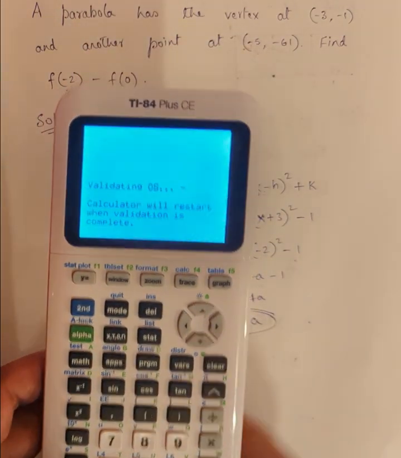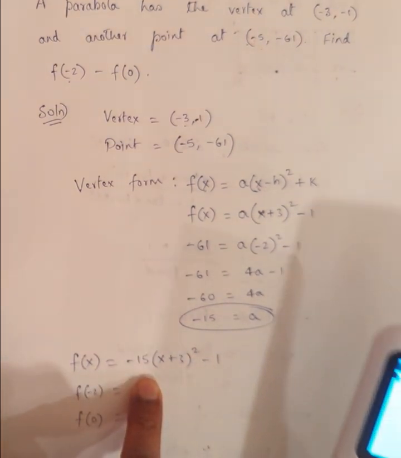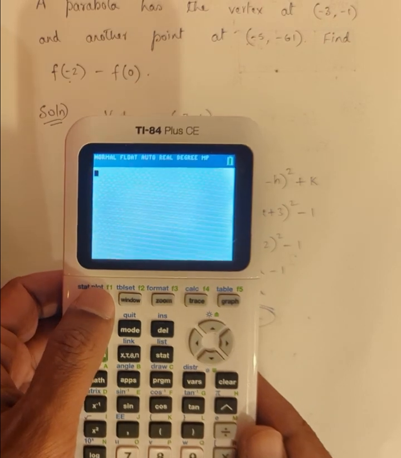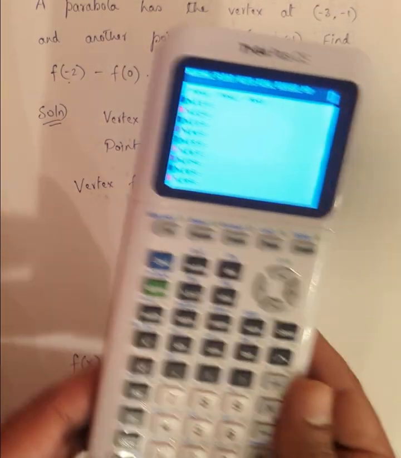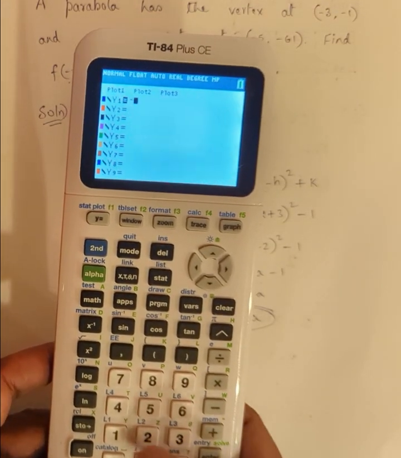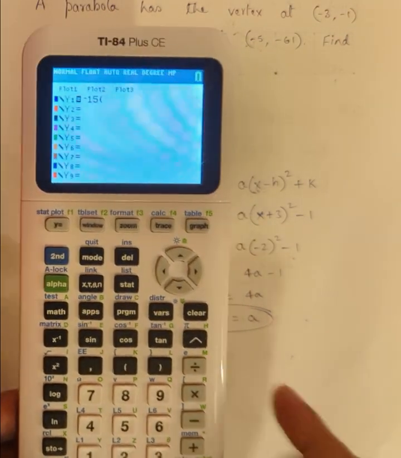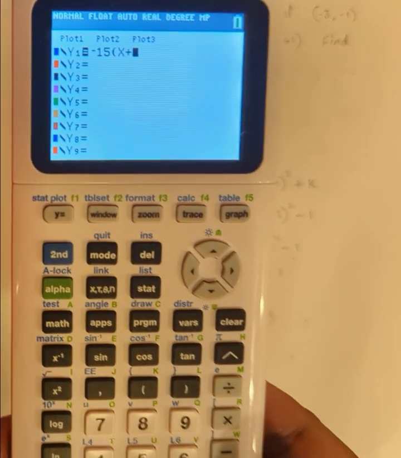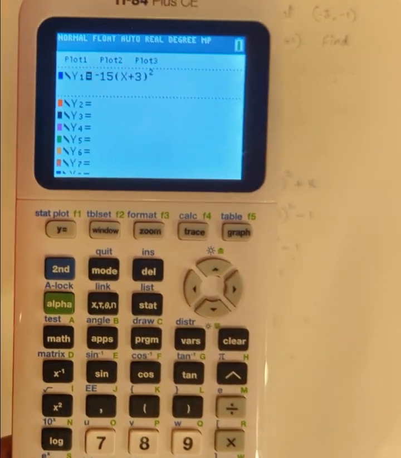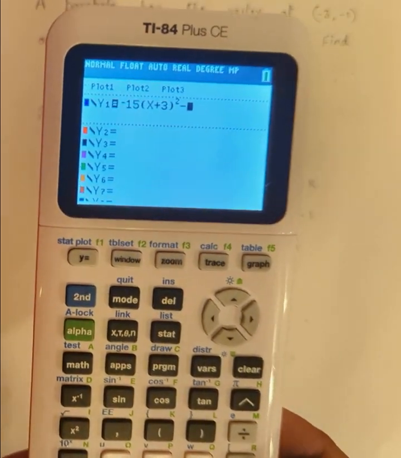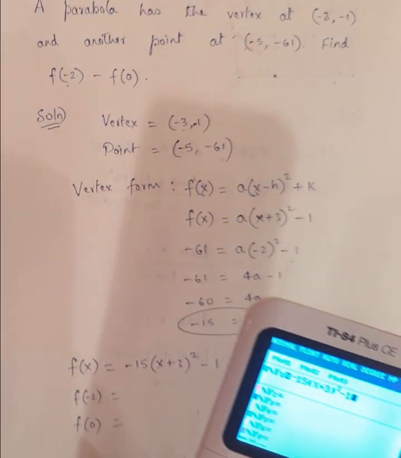So here we can define the function f of x: go to y equals and type in what you see here. It's -15, so I'm going to push the negative key, 15, then parentheses, x plus 3. So this is (x plus 3) squared. The square key is right here. Minus 1. So this is what I have in the calculator, and that's what was written over there.